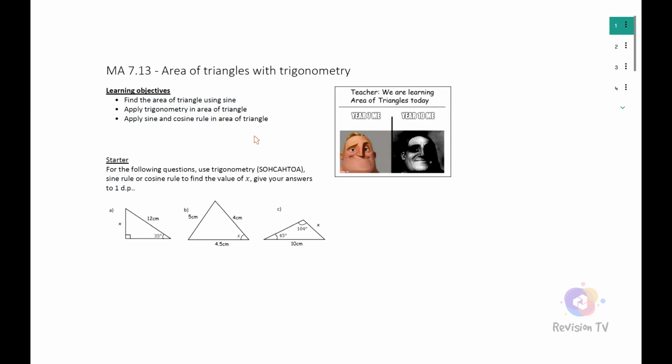So the area of triangle, apart from what you've learned in the basic primary school stuff, half base times height, we're not going to use that unfortunately. So we're going to use a different variant for the area of triangles, which you need to know.